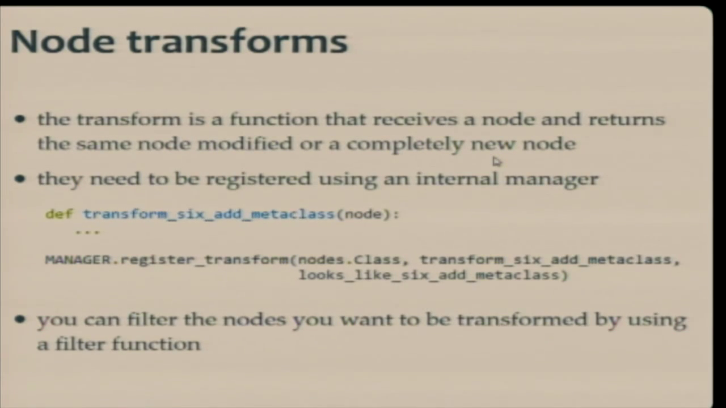Basically, that API is a function which should accept one parameter, that parameter being the original node, and should return either the node modified or a new node. And you just register that function with an internal manager. It's an implementation detail, but anyway, you just register your transform function, and when doing asteroid.parse, the transform function will be called for that particular type of node. In this example, I'm registering a transform for the class node, and also you can apply a filter function because you don't actually want to change all class nodes in your code. Maybe you want to change something in particular. And as you can see there, I'm just giving it filter functions for filtering any other class that is not six.add_metaclass.